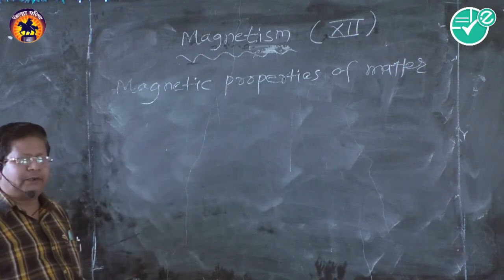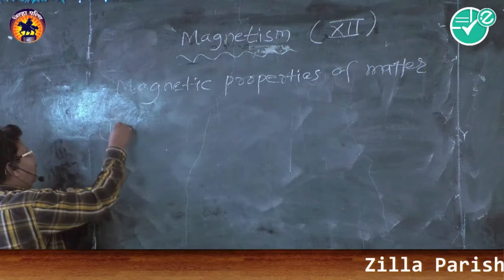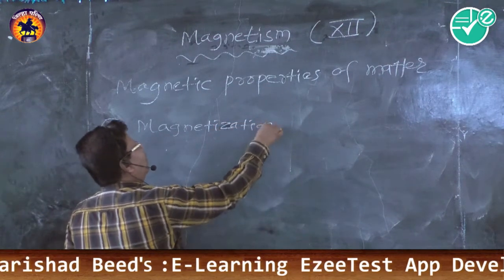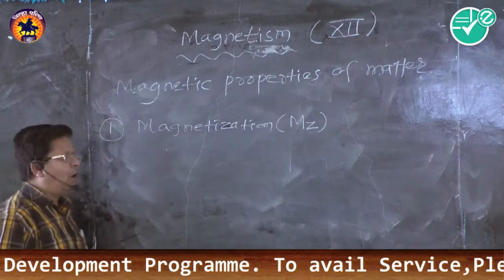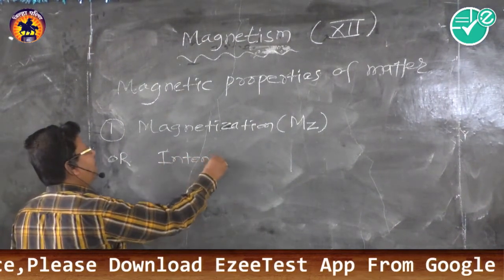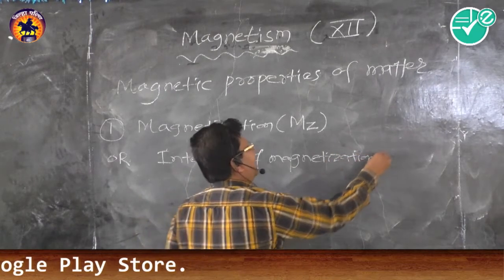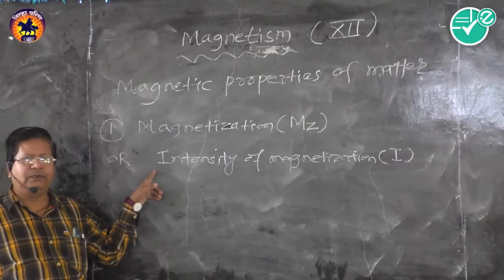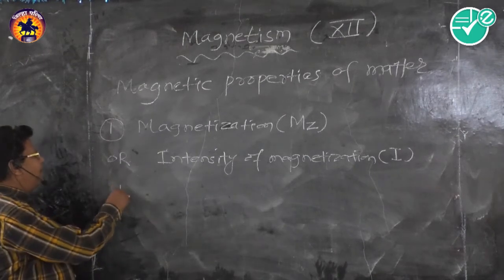In the magnetic properties of matter, the first property we have to study is known as magnetization of material, denoted by MZ, or it is also called intensity of magnetization, denoted by letter I. Both these quantities are vector quantities and their magnitudes can be defined as follows.